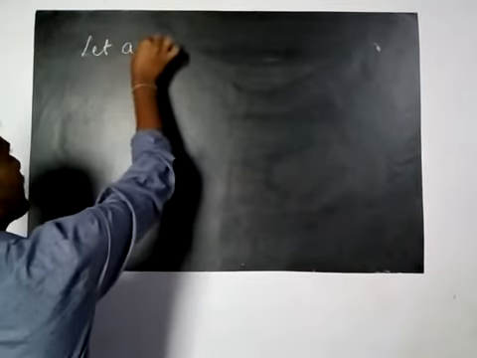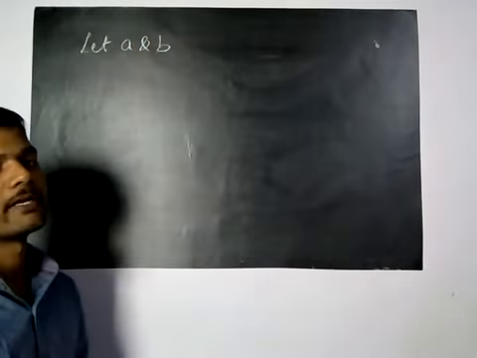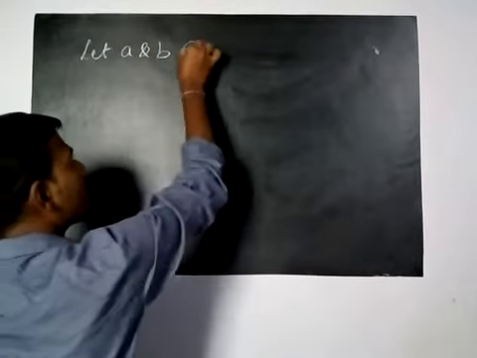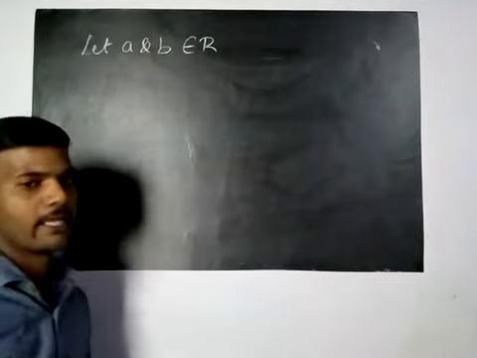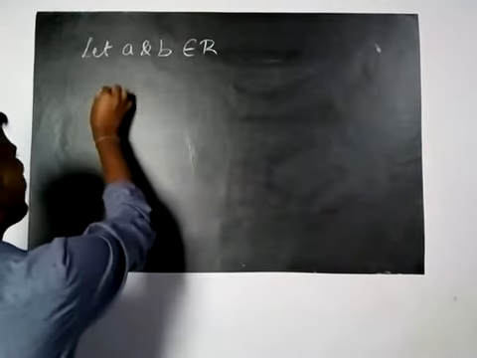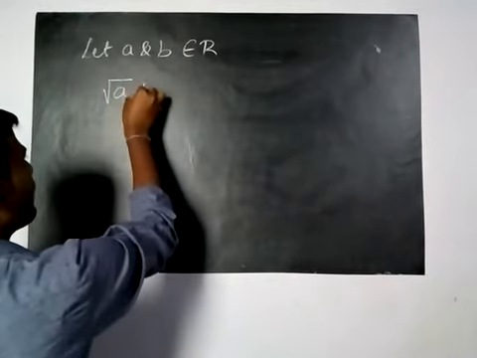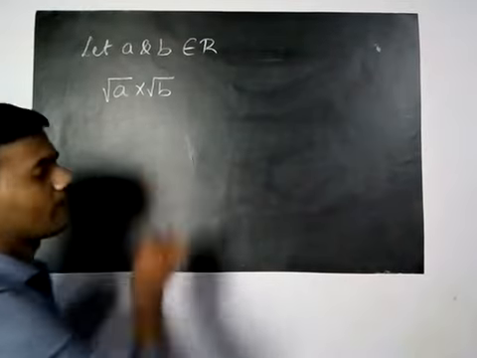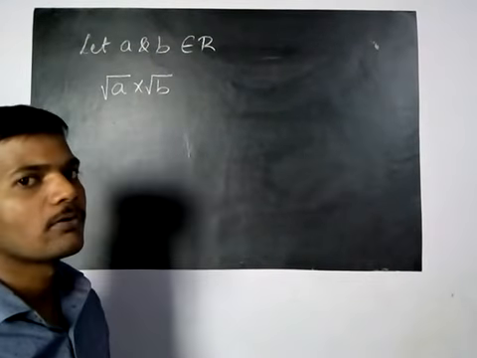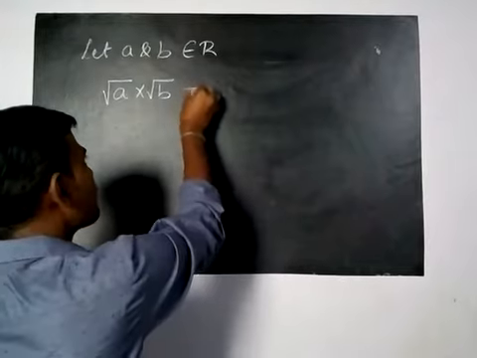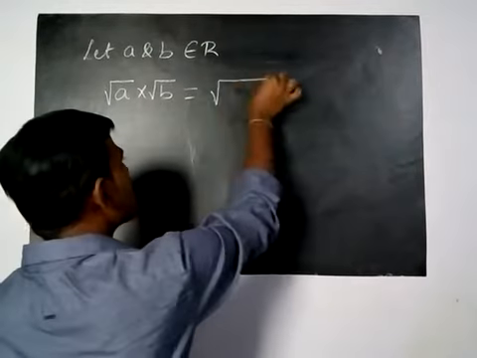Let a and b be any two real numbers. Then square root of a into square root of b is always equal to square root of ab.